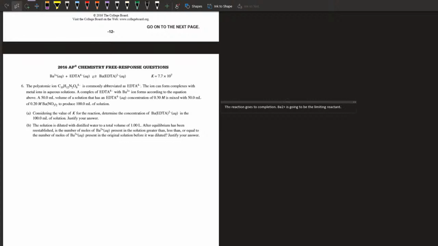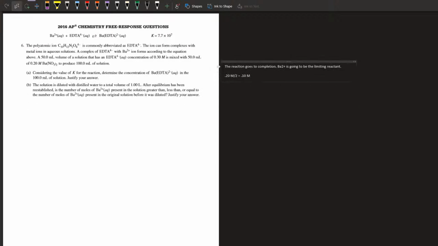Right, so once we know this, the concentration for this is just going to be 0.20 M divided by 2, which is going to be 0.10 molar. This is because when the solutions are first mixed and before the reaction takes place, we just divide by 2. And that's how we get our answer. Alright, so let's write this as 6a. Now, 6b.